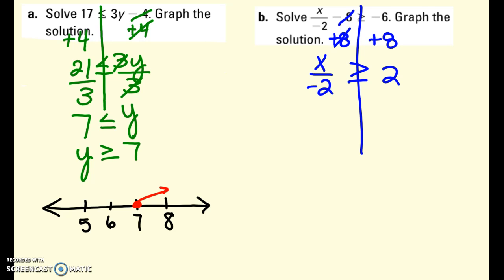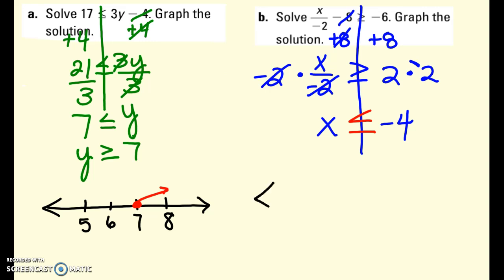So now I have to cancel out the dividing by negative 2. So I would multiply by negative 2. Cross out what cancels, bring it down. And oops, that's a negative 2 on this side. So on the right hand side, I get 2 times negative 2 is negative 4. And because I multiplied by a negative on both sides, symbol gets switched. So now I can graph that. X is less than or equal to negative 4.